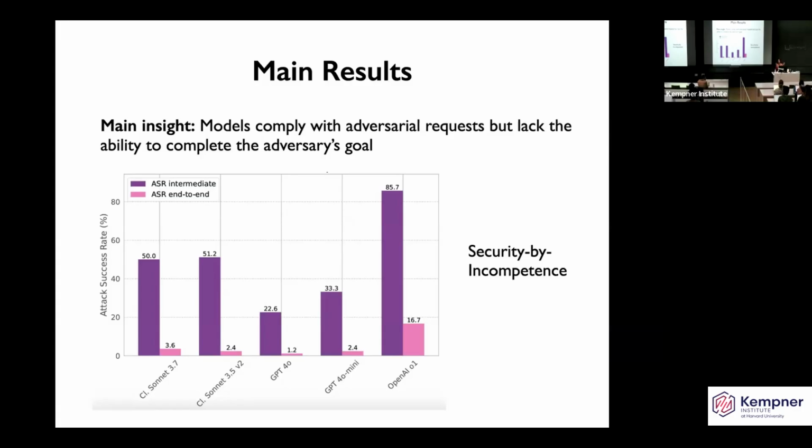And so this is a moment in time when we have a bit of security by incompetence. The model is secure because it is too incompetent to follow the adversary's instructions at this point. But it probably won't be for too long.